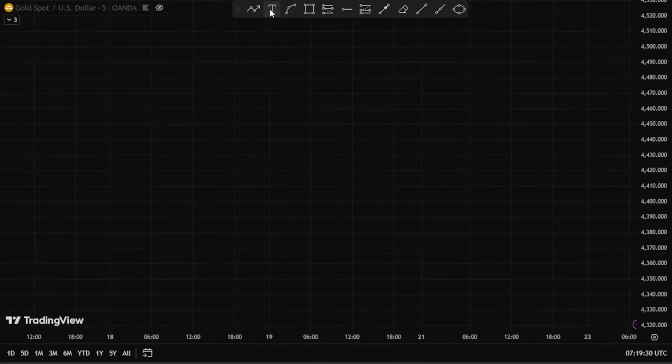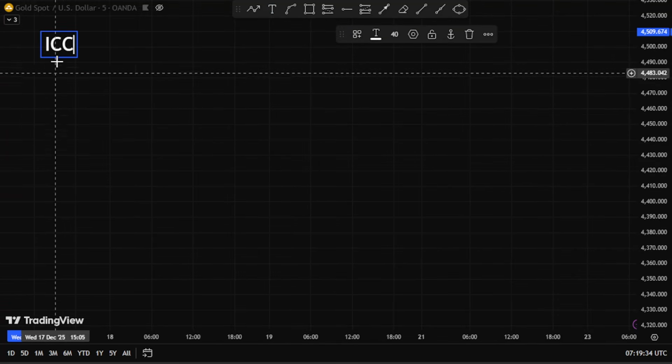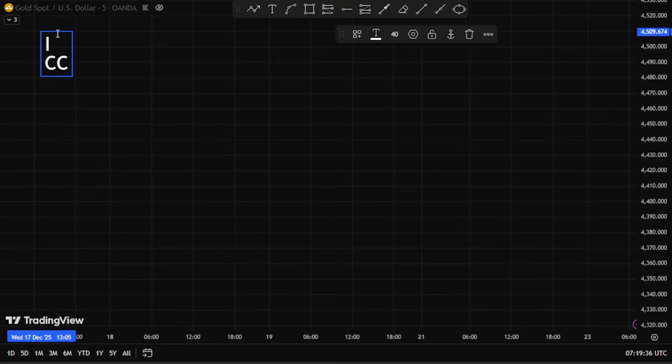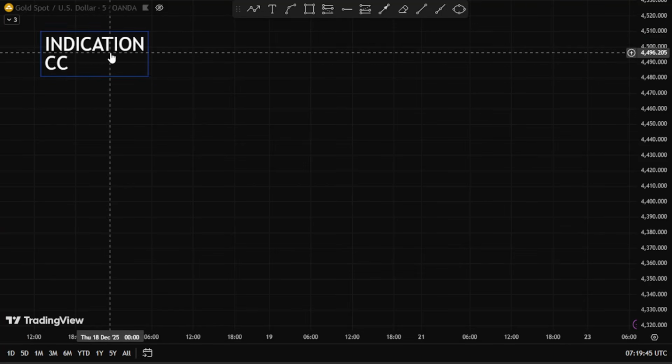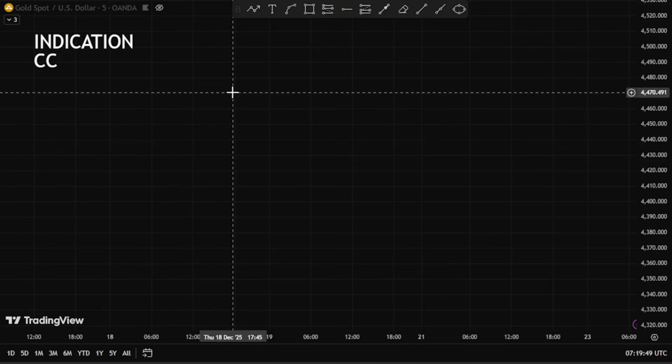Now, the ICC stands for indication, and I will give you the two Cs later on while I explain. So, indication. I'm going to be explaining the indication and the CC parts later on.